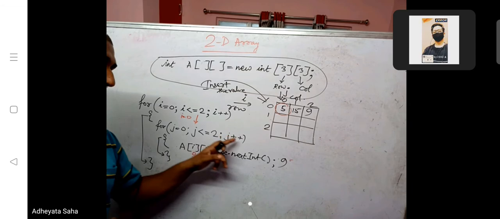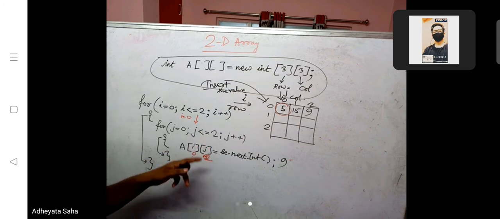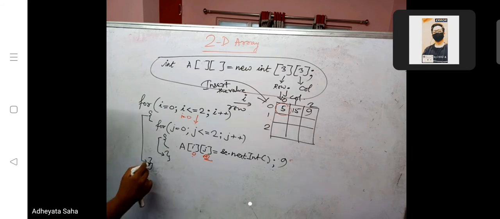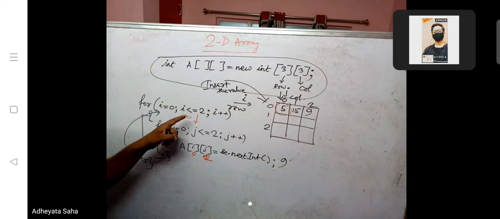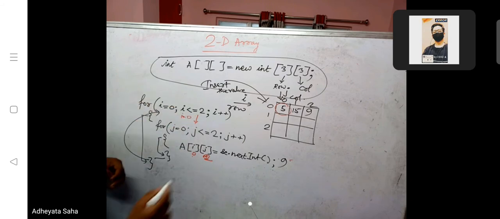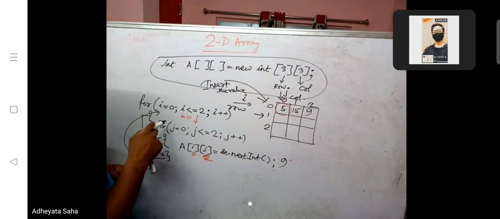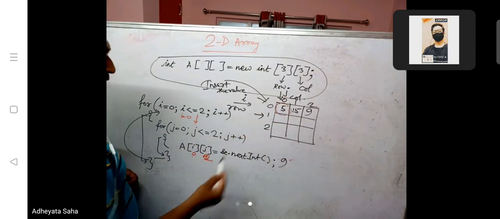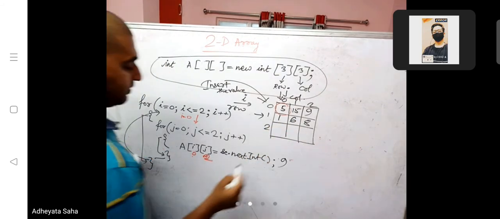Now again j plus plus, it will be 3. 3 is less than or equal to 2? No. So come out of the inner loop and come to the outer loop. Now i plus plus, i was 0, now it will be 1. 1 is less than or equal to 2, yes. So i just changes the row and j is for the column. Now j will again start from 0 till 2, and suppose you insert 1, 6, 8.